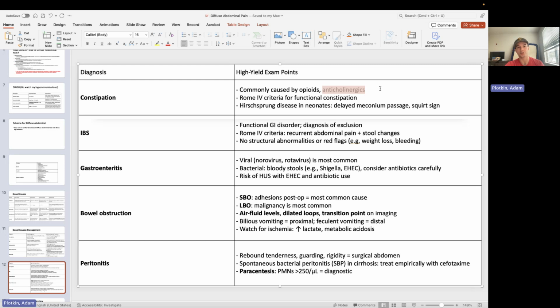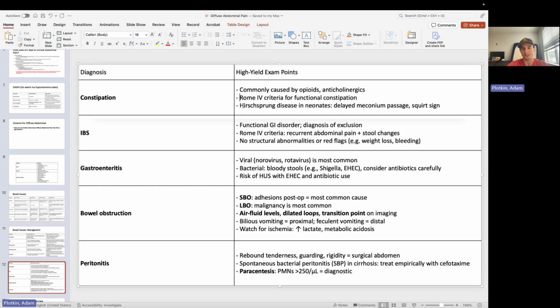If I give an anticholinergic, we're blocking the signal from the king of the parasympathetic nervous system. Therefore, we're not going to get that signal to do peristalsis and move food throughout my colon, okay? The Rome 4 criteria is used for functional constipation. I go into that on a later slide on the next one.